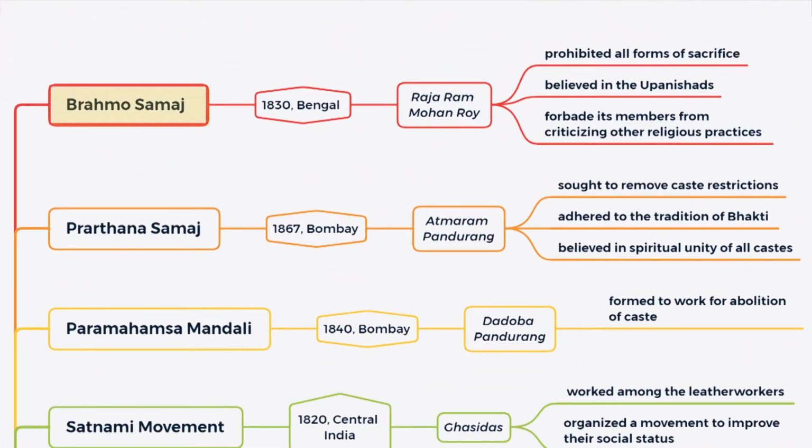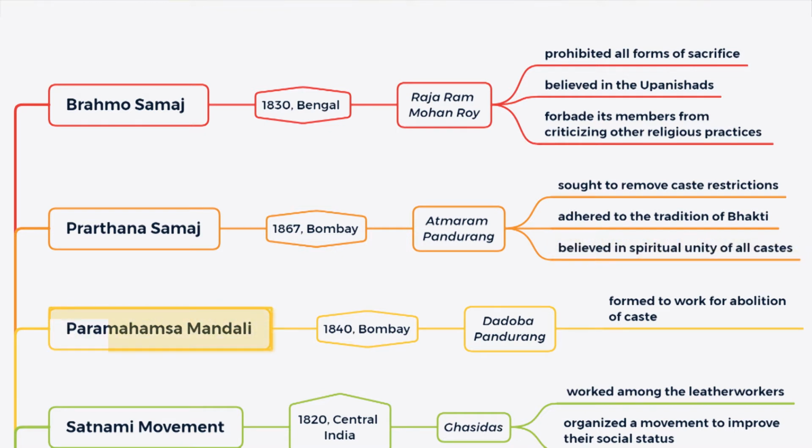The Brahmo Samaj was founded in 1830 at Bengal by Raja Ram Mohan Roy. It prohibited all forms of sacrifice and believed in the Upanishads. It forbade its members from criticizing other religious practices. The Prarthana Samaj was formed in 1867 at Bombay by Atmaram Panduranga. This organization sought to remove all caste restrictions and adhered to the tradition of bhakti, and it believed in the spiritual unity of all castes.